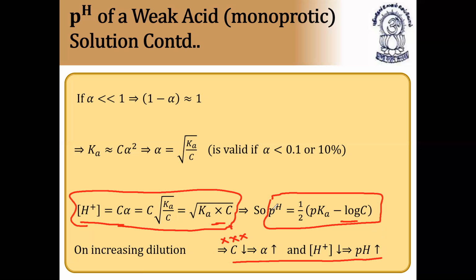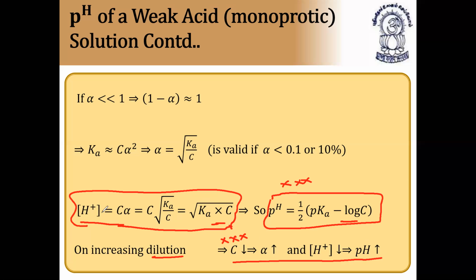Please note down. When they have given Ka and C, straight away how to find pH? By using the formula pH is equal to 1 by 2 pKa minus log C. This formula is very, very important. And these 4 points are also important. What is the first point? On increasing dilution, the concentration of the solution decreases, the degree of dissociation alpha increases, the H plus ion concentration decreases, and finally the pH value increases. So this is the relation between C, alpha, H plus, and pH for dilution.